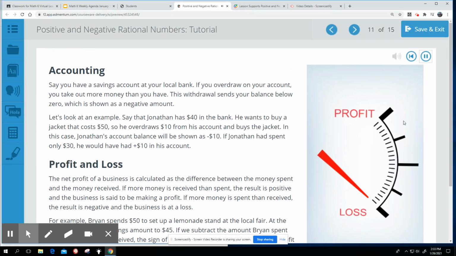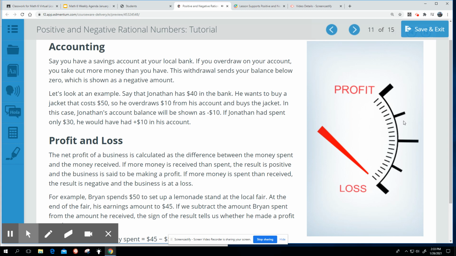Accounting. Say you have a savings account at your local bank. If you overdraw on your account, you take out more money than you have. This withdrawal sends your balance below zero, which is shown as a negative amount. Let's look at an example.